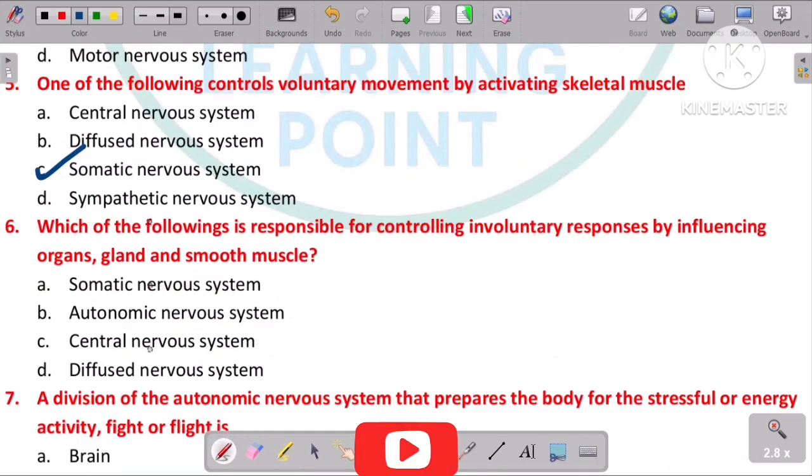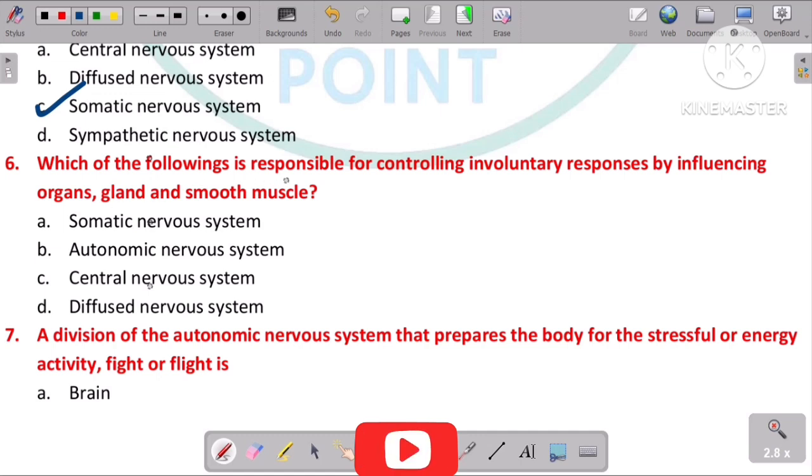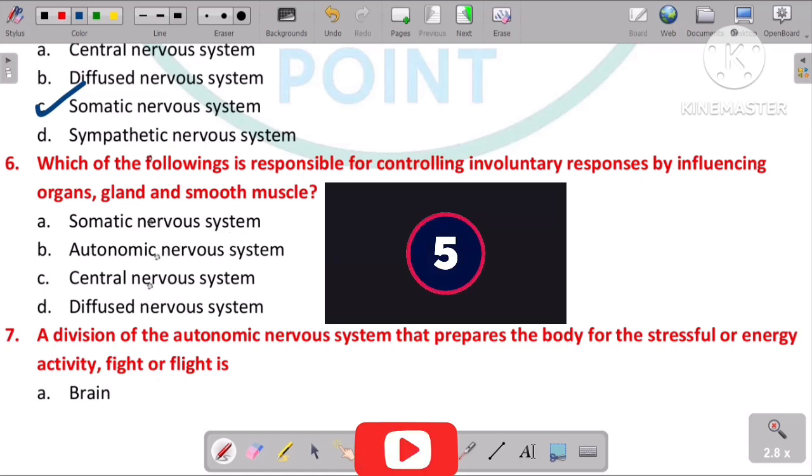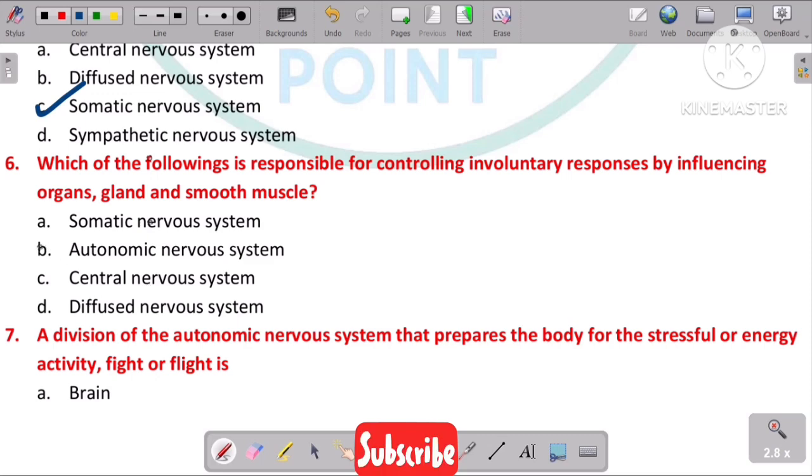So the next question is: which of the following is responsible for controlling involuntary responses by influencing organs, glands and smooth muscles? So the options are. So the right option is option B, autonomic nervous system.